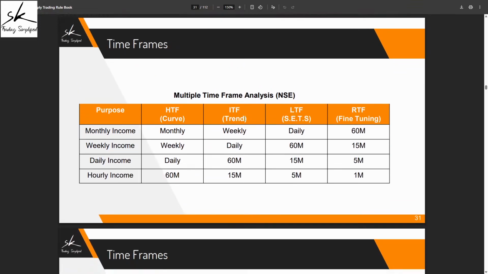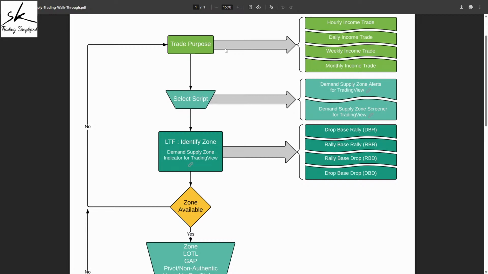All right, so let's get back. So as soon as I'm done with my step number 1, now I have the clarity to what time frames I'll be using, plus what is going to be the purpose of each and every time frame. So my challenge number 1 is taken care of.